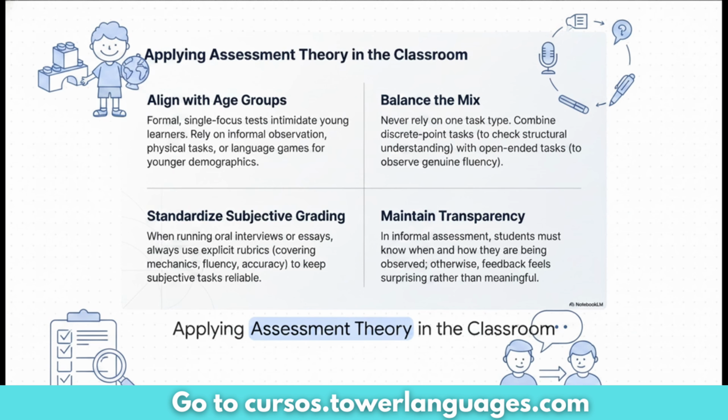Never, ever rely on just one task type. 3, standardize your subjective grading. Always use explicit rubrics that cover both mechanics and fluency. And finally, Rule 4, maintain learner transparency. If you're informally assessing your students, let them know. Otherwise, your feedback feels surprising rather than meaningful.